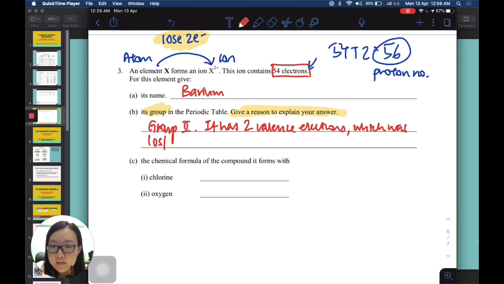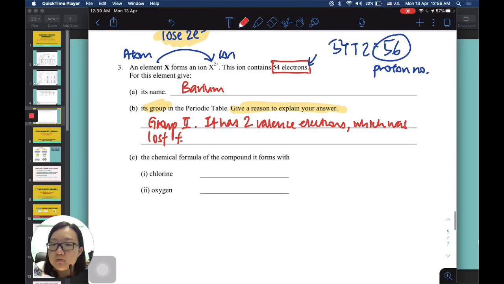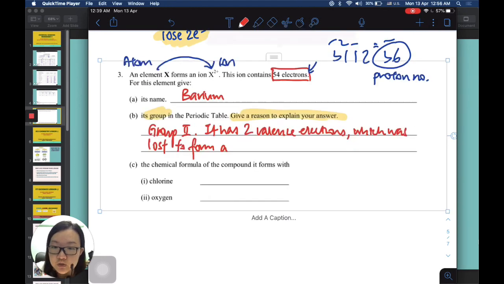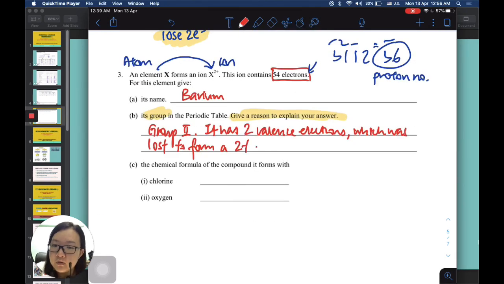Okay, yeah, group 2. So group number tells you number of valence electrons. So that is your reason, right? Barium has 2 valence electrons. So therefore, in forming the ion, it will lose those 2 electrons to form a 2 plus ion.